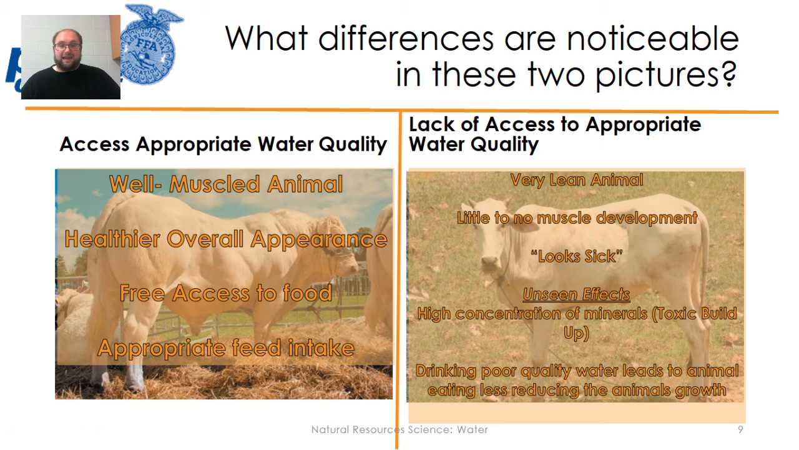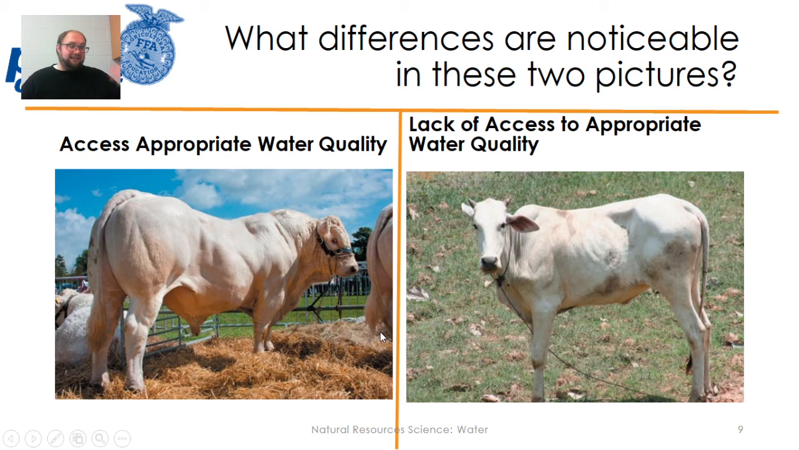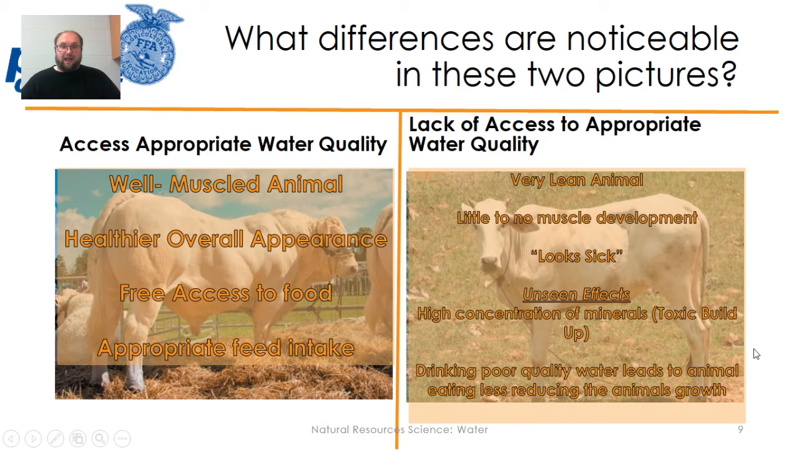So if we go back and we actually compare these two animals, it's no comparison. Which animal do you want to have a steak from? Which animal do you want to have hamburger made out of? You definitely want it to be this big guy over here. You don't want this fella here that looks sick in the meat supply. And that can cost producers if they are attempting to sell animals and they have low water quality.